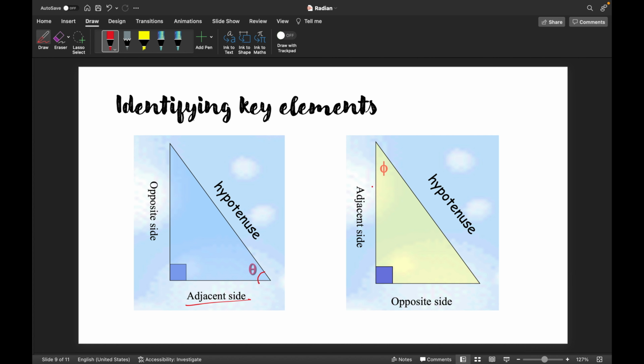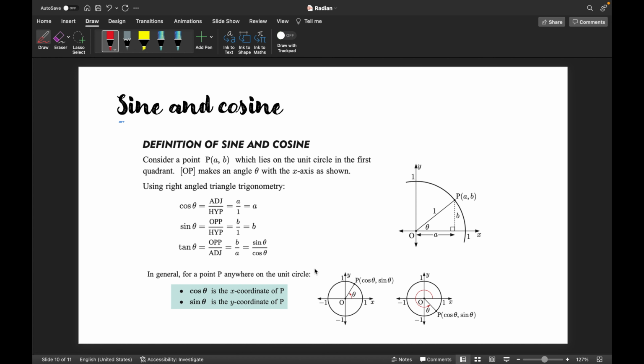Okay, now that we know these three terms, let's apply it to another triangle with a different angle. So the angle is placed here and not here. So this would be the opposite side. This would be the adjacent side. And this would be the hypotenuse. So if this is clear, let's move on to sine and cosine. Sine and cosine are just ratios. All you need to know is that they're ratios. So if you understand that, then it will be easy for you to learn the concept.